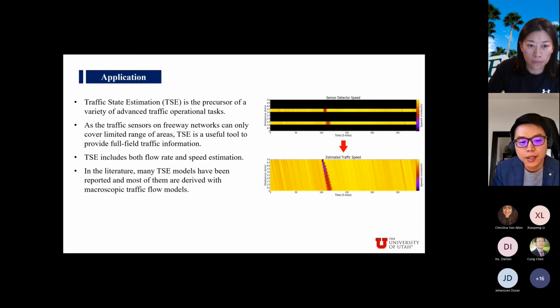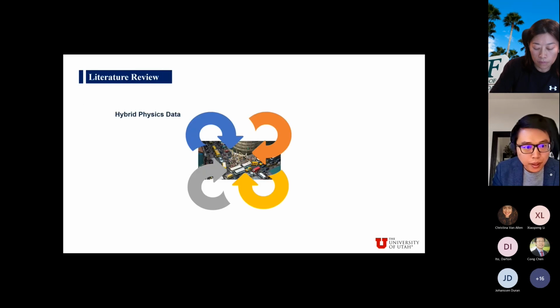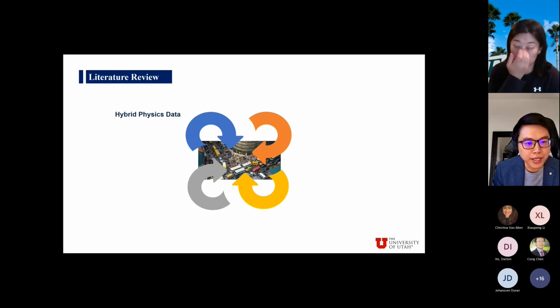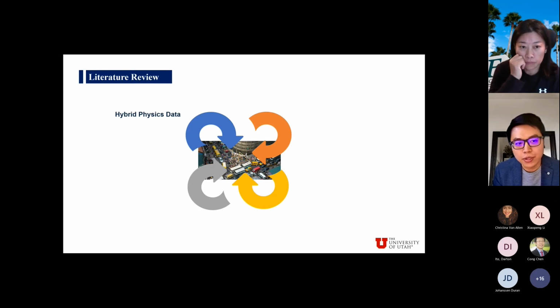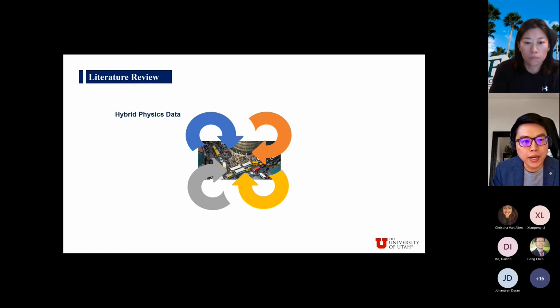In the literature, many TSE models have been reported, and most of them are developed with macroscopic traffic flow models. And as we mentioned earlier, at a later stage, more and more people started to use data-driven approaches. Also, one specific category of research focuses on the hybrid method, which means we want to hybridize the traffic flow model with machine learning. The first type of model is usually called hybrid physics data, or data augmentation. The general concept is very straightforward. We grab some data from traffic sensors, and at the same time we implement the traffic flow model to generate some additional data. Then we combine the data from sensors and the data from traffic flow models as a whole data set, and then we develop the machine learning model.